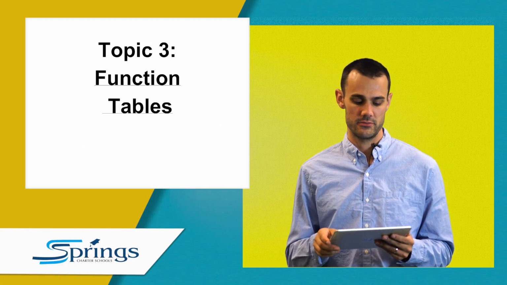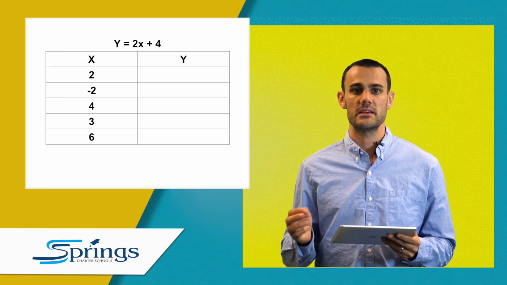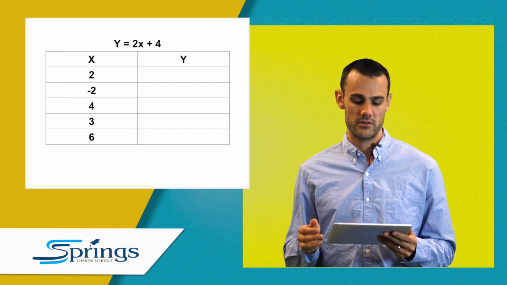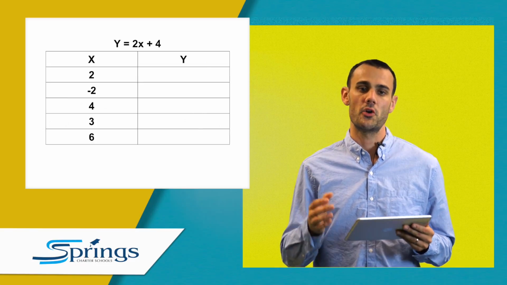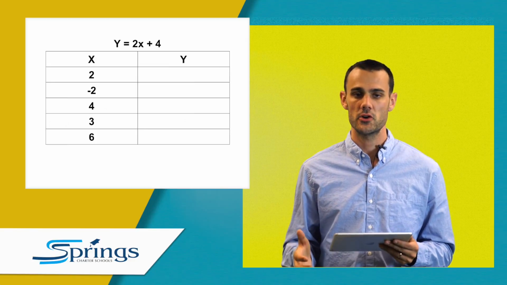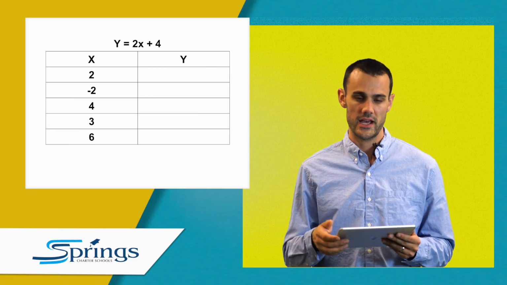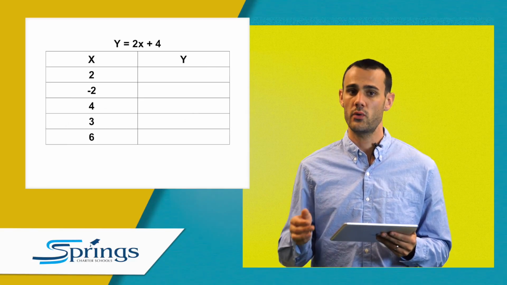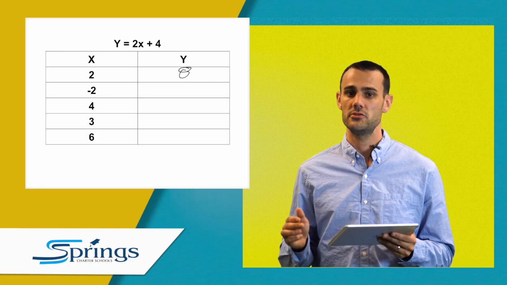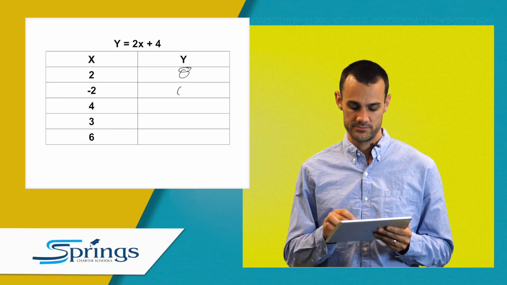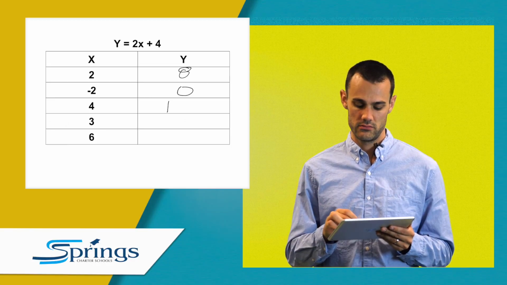Topic 3, function tables. Now, we've had a little bit of practice at filling out function tables lately, but something we need to remember very often is that we have to think about the order of operations. So I have 2x plus 4, so I have multiplication followed by addition. Now, according to order of operations, we need to multiply first and then we add the 4. So 2 times 2 is 4, plus 4 more makes 8. -2 times 2 makes -4, plus 4 is 0. If I stick a 4 in there, I get 4 times 2 is 8, plus 4 more is 12.